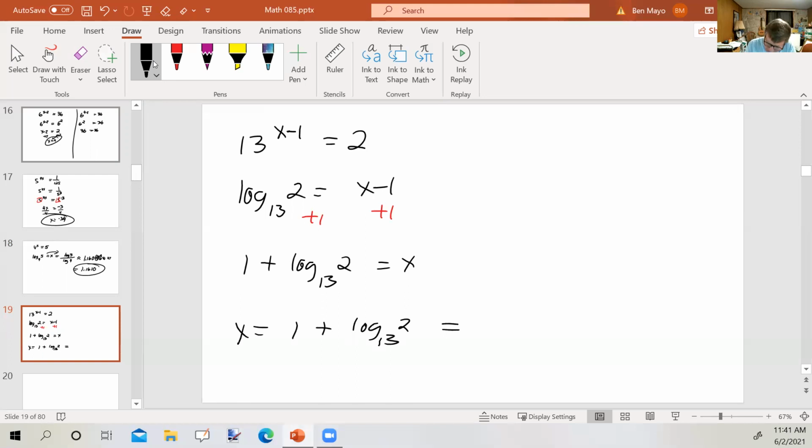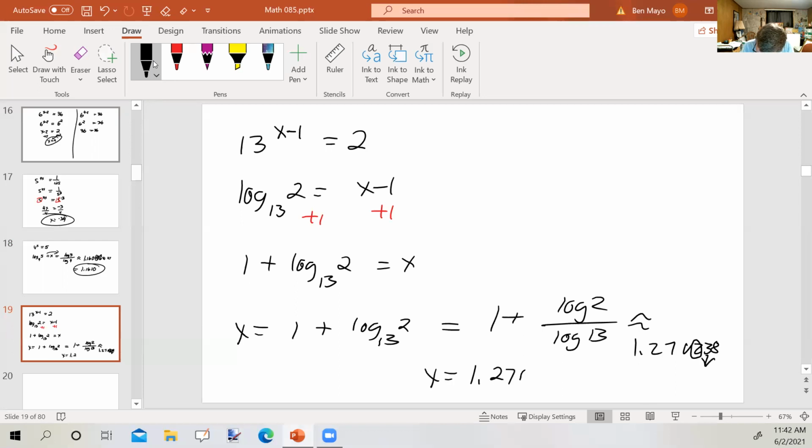Using the change of base, I could write this as 1 plus log base 10 of 2 over log base 10 of 13. And then go to the calculator. 1 plus log base 10 of 2, close it up, divided by log base 10 of 13, close it up, and I get 1.270238, etc., rounding to 4 places. The 3 rounds down, so x equals 1.2702.